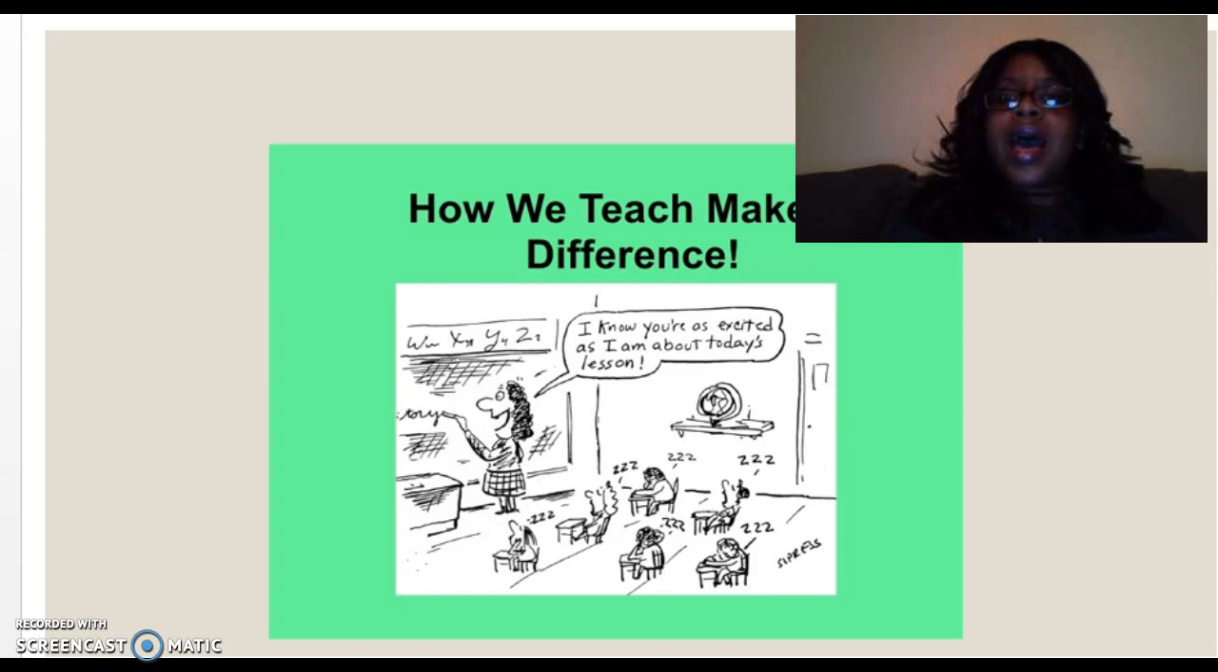It says, how we teach makes a difference. And it does make a difference. You see this teacher up at the board, and it says, "I know you're as excited as I am about today's lesson." But when you look out and see these students, they're all asleep. Just because you're excited about delivering a lesson, we also want to make sure our students are involved with the lesson to make it exciting for them as well.